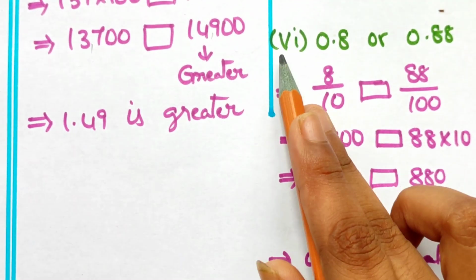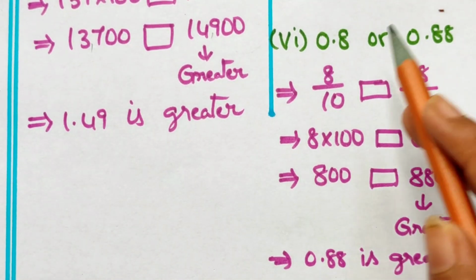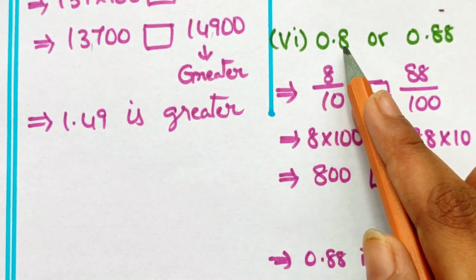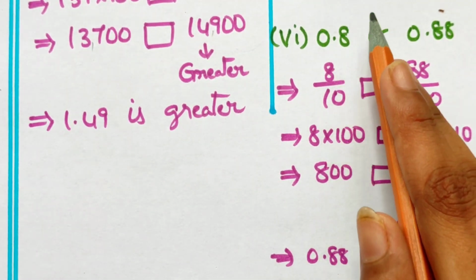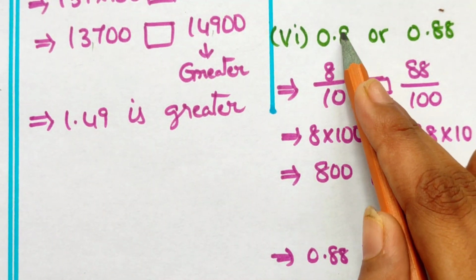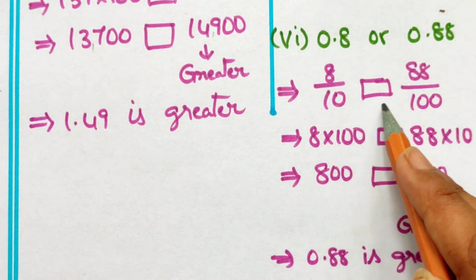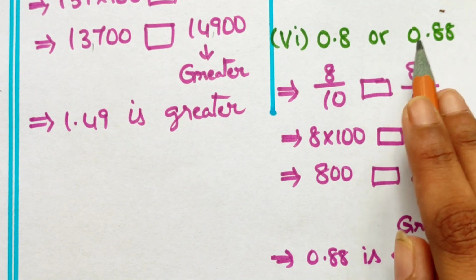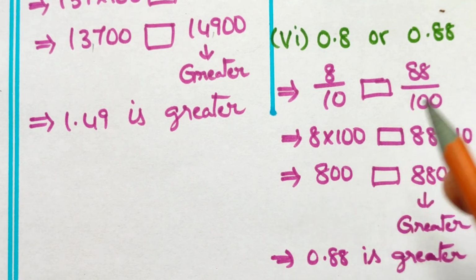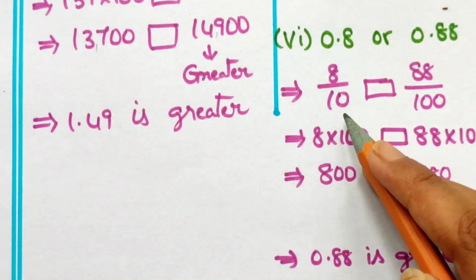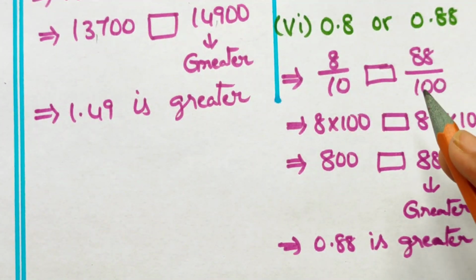Okay friends, now let us see sixth bit. 0.8 or 0.88, which is greater? 0.8. Here the decimal is one digit before 8. So it is 8 by one digit before, so 8 by 10. And let us maintain a blank here. And here it is 0.88. That means the decimal is 2 digits before 88. So it is 88 by 2 digits before. So it is 2 zeros. Here we have 2 zeros. So 8 by 10 and 88 by 100.